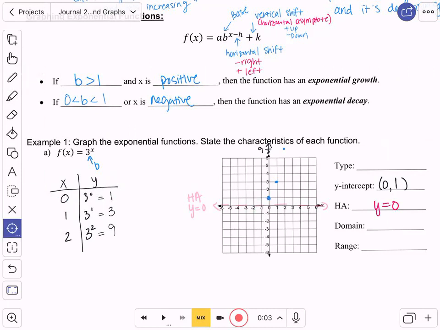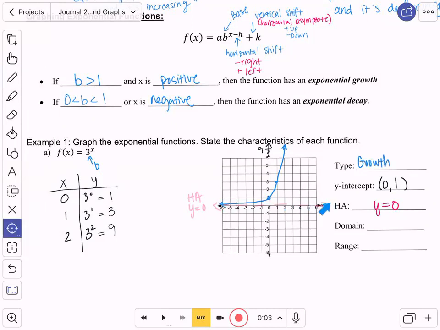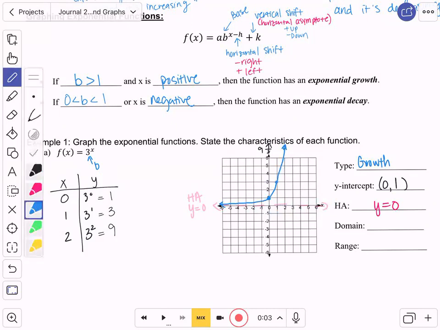I need to graph the line here. This side's curving upwards. You can kind of see that growth already. And this side is going to get really, really close to the asymptote, but not quite touch it. You never want to try to touch the asymptote, or glide across it. So this is definitely an exponential growth. Going towards the right, as x goes to positive infinity, this is definitely increasing. So I would say this is an increasing curve.